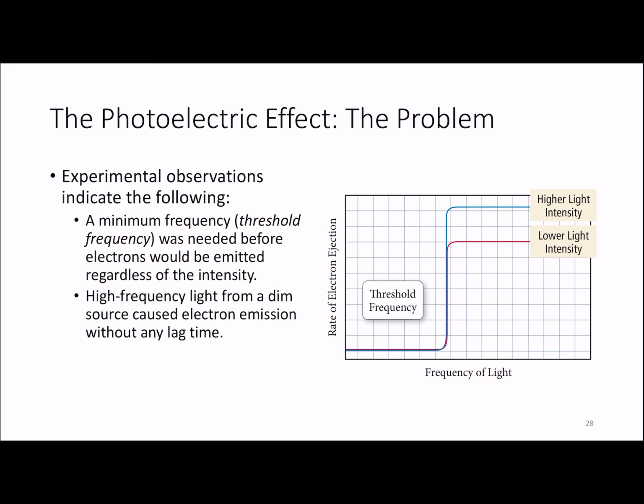Now, what they actually ended up seeing, though, is that you need to reach a minimum frequency, which we call the threshold frequency, before an electron would be emitted. It doesn't matter how intense the light was. Once you hit that threshold frequency, high frequency light from a dim source and from a higher intensity, brighter source would both emit electrons without any lag time at all. So basically what they found is that it's not the intensity of light that matters, it's the frequency of light that matters, or the wavelength of light.